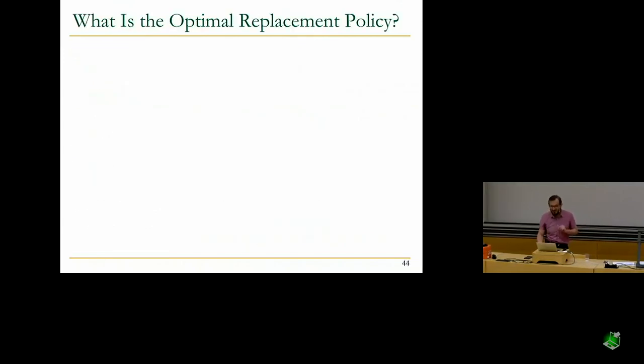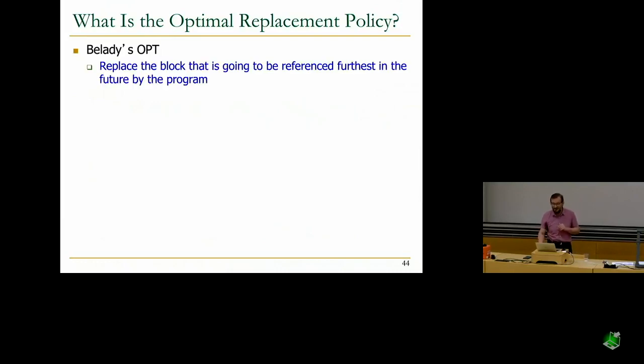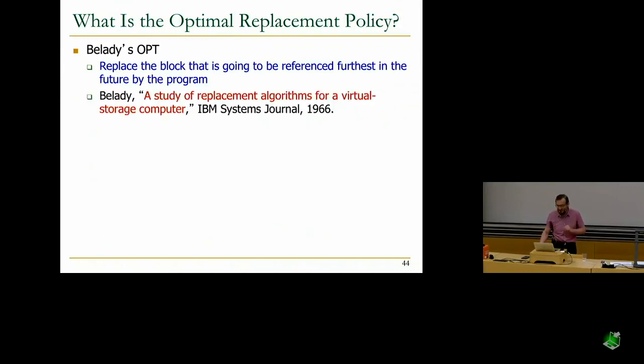Let's talk about the optimal replacement policy, and we will be done hopefully right after that. This was introduced by Belady a long time ago. And the idea I've already given you: replace the block that is going to be referenced furthest into the future by the program. This makes sense, right? If you know this, of course. So how do you know this? Clearly, this requires magic. And we don't have this magic. This requires prediction into the future, or perfect prediction into the future.